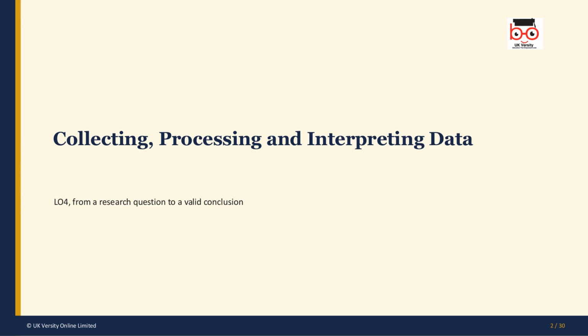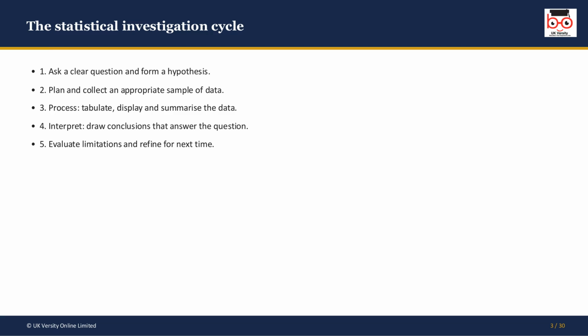In this outcome, we follow the whole journey of a statistical investigation, from framing a research question right through to a valid conclusion. Along the way, we'll look at sampling, processing data, and interpreting what it all means. It helps to see the whole process as a cycle.